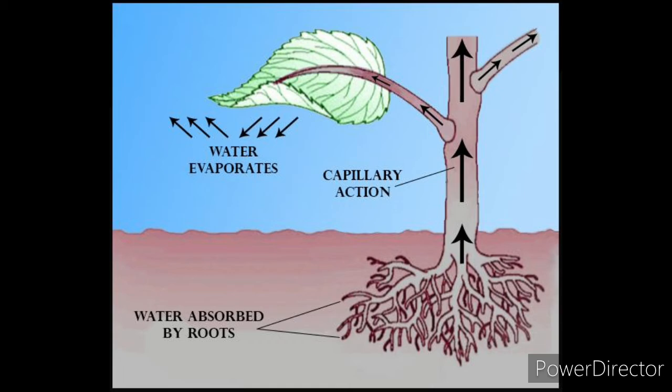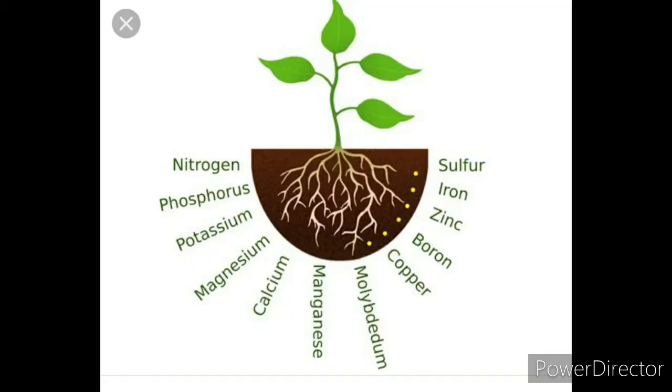Then here you see transport of mineral salts. As we know, we add potash and other things for the growth of the plants. These are nothing but minerals. We have types of minerals, which you studied in the 9th class: micronutrients and macronutrients. Already you have studied, I think.